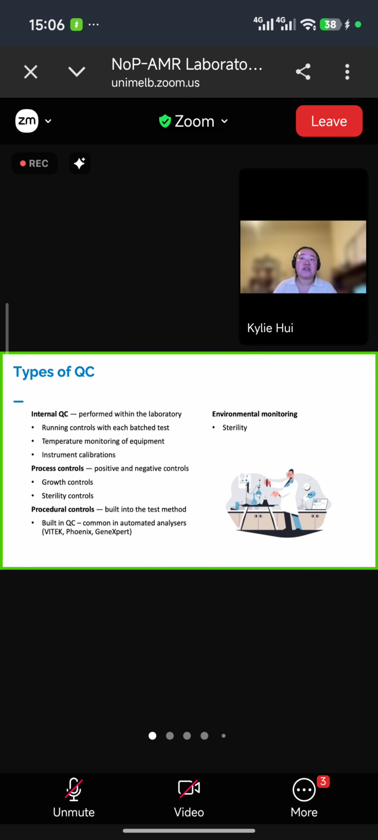For example, it's very common in automated analyzers. Your Vitek, Phoenix, or GeneXpert generally have an inbuilt QC. And also, this is done not as frequently, but environmental monitoring as well. Some sterility checks can happen as well.